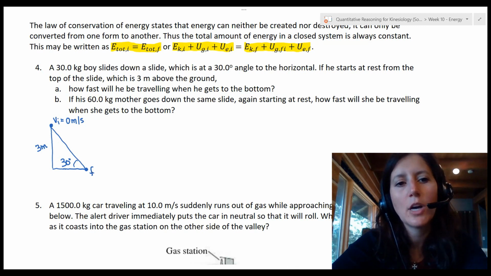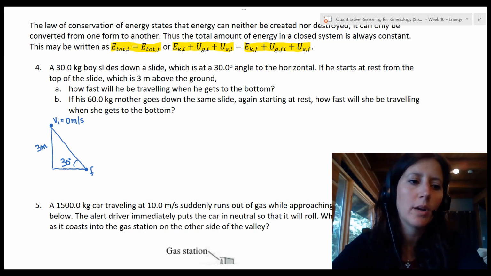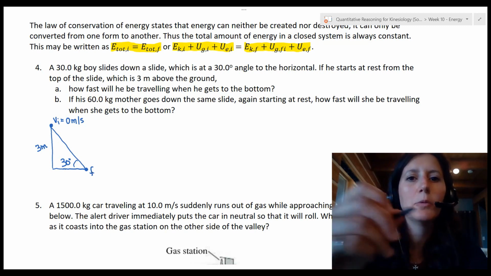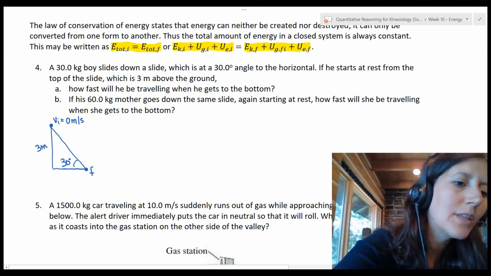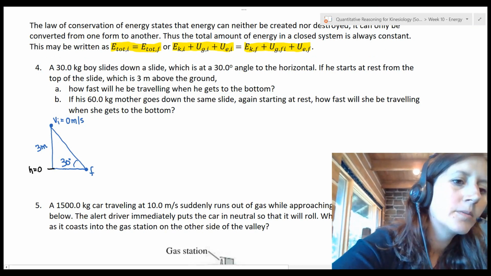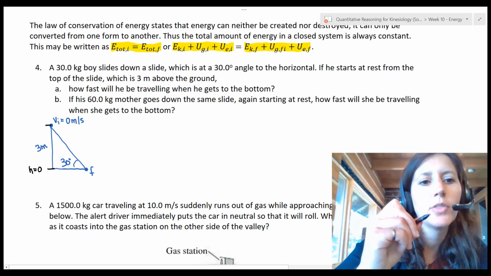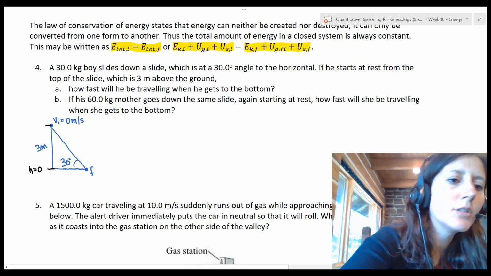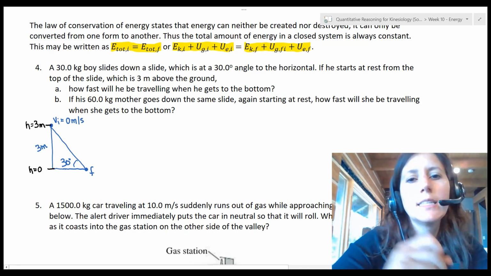When we talk about gravitational potential energy, it equals mgh. That h depends on where we decide to put our reference height. Most of the time, people will choose the bottom of the diagram to be the reference height. So that means right here, I'm saying my height is 0. So up here, what is the height? Well, the slide is 3 meters above the ground, so this height would be 3 meters. And it's as simple as that.